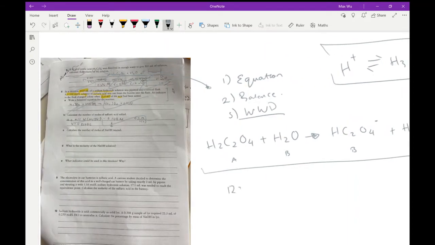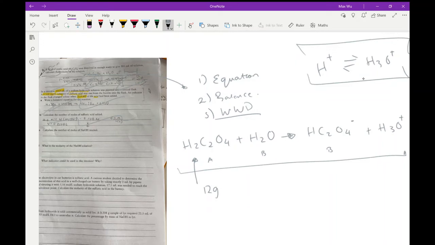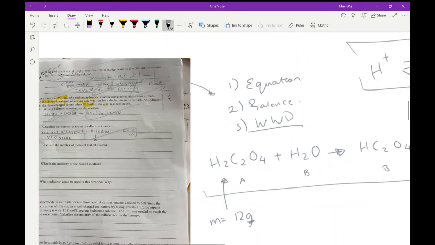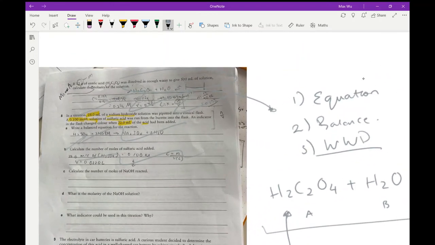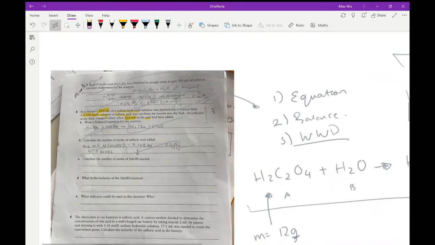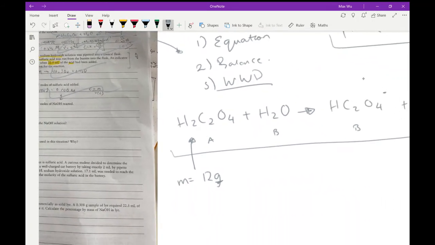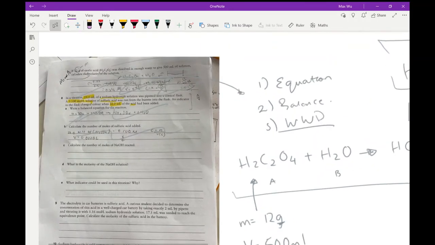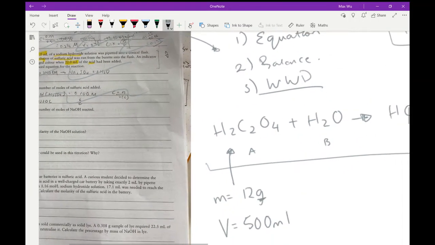We have 12 grams of this. I like to write it right under it so we can actually match it up. And units are very important. This is mass, grams. Now, what else do we have? We have it dissolved in water to give 500 ml of the solution. So the volume is equal to 500 mL, right? And what does it want? Calculate the molarity.